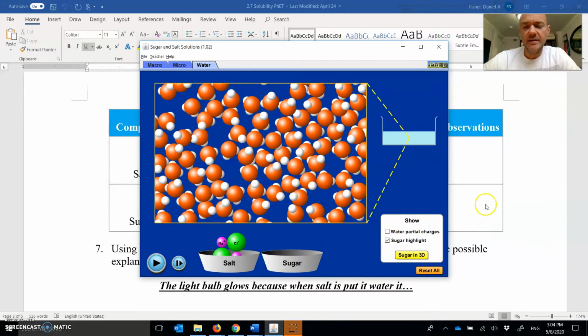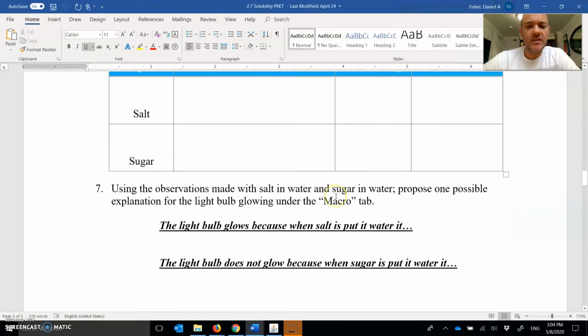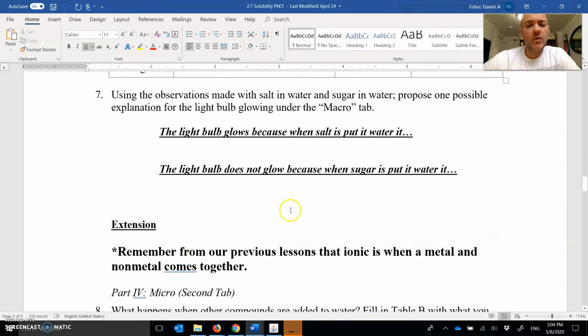Let's go ahead and pause that and come back to this screen. Thinking about what you've seen now, I want you to do this part. So the light bulb glows because when salt is put in water. Why does that happen? And the light bulb does not glow when sugar is put in water because. So try and explain this based on what you've seen. And maybe think about, the only other thing I'll say is that remember that electricity, we've talked about, is the flow of charge. So that's an important thing I'll say here. Go ahead and think about that.